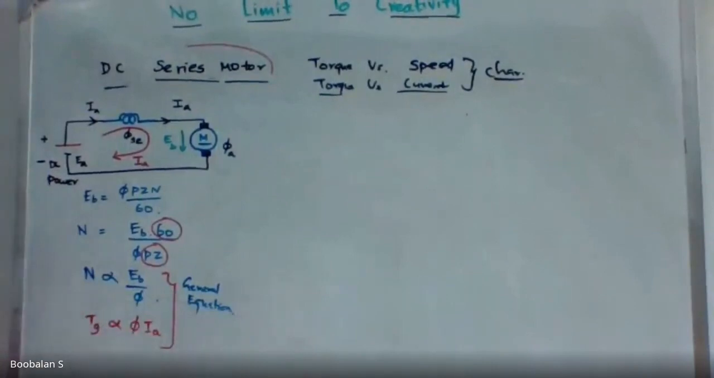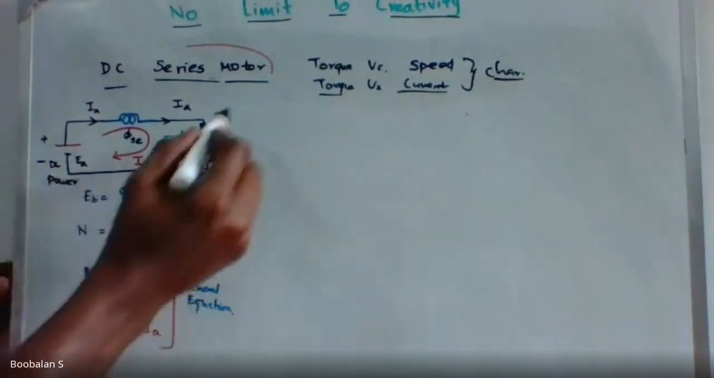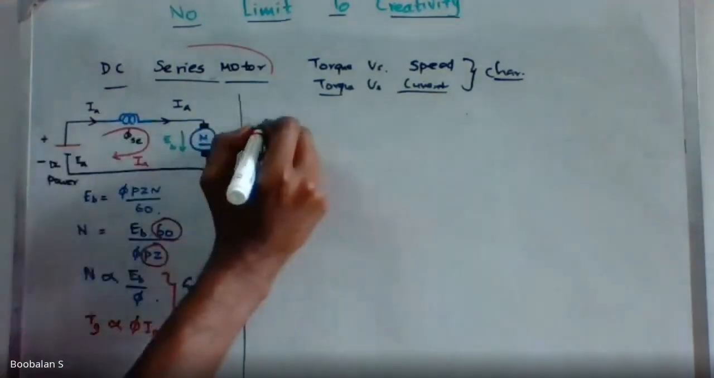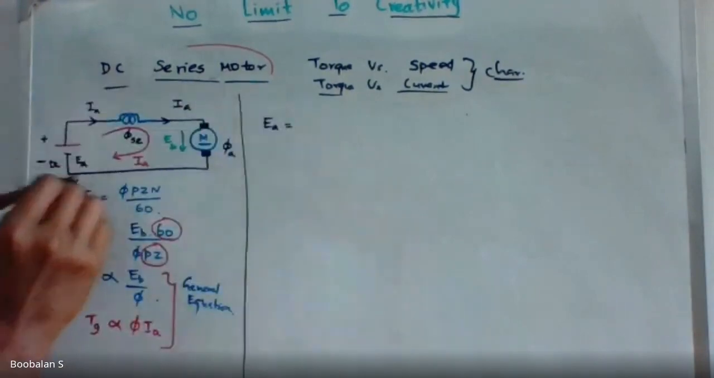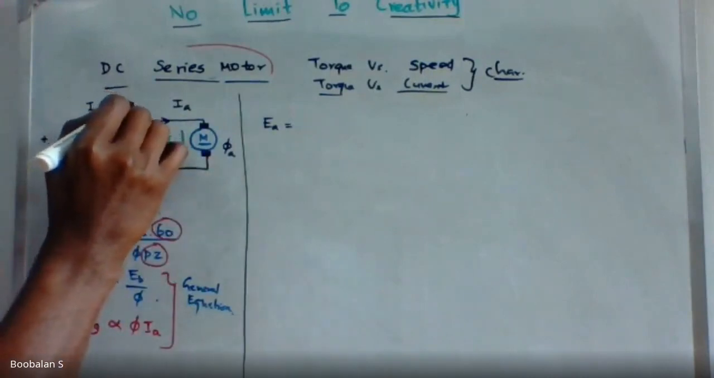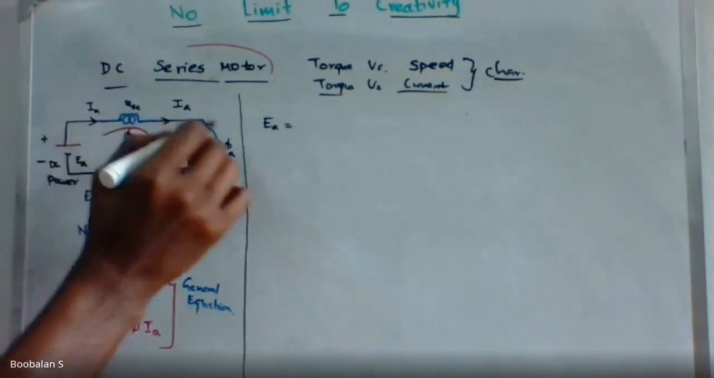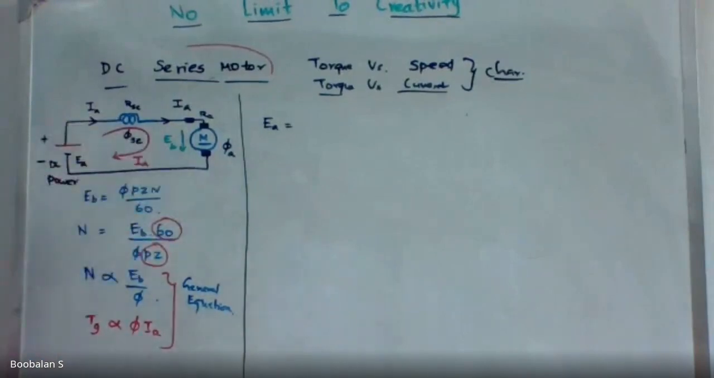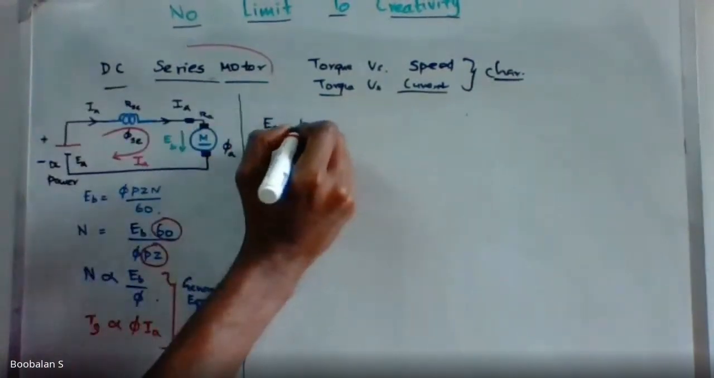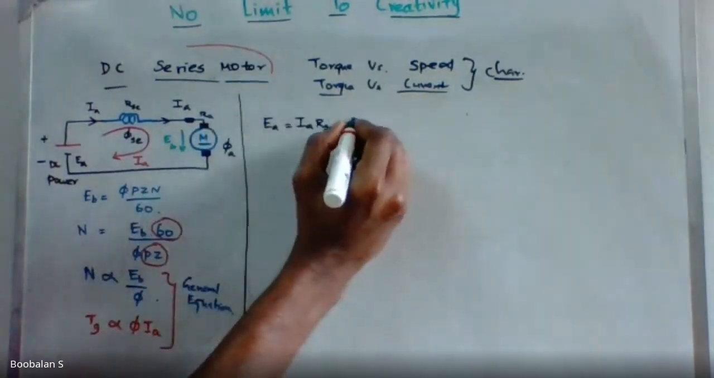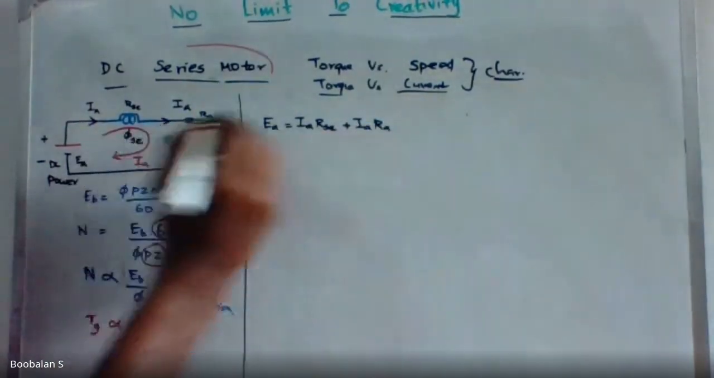Right. So now we are moving into the DC series motor. Simply apply Ohm's law here. So we get EA, the applied voltage, equal to the current flowing through this circuit, IA, multiplied by the series resistance RSC, plus IA, the same current flowing in the armature, multiplied by RA, plus the back EMF is also introduced.